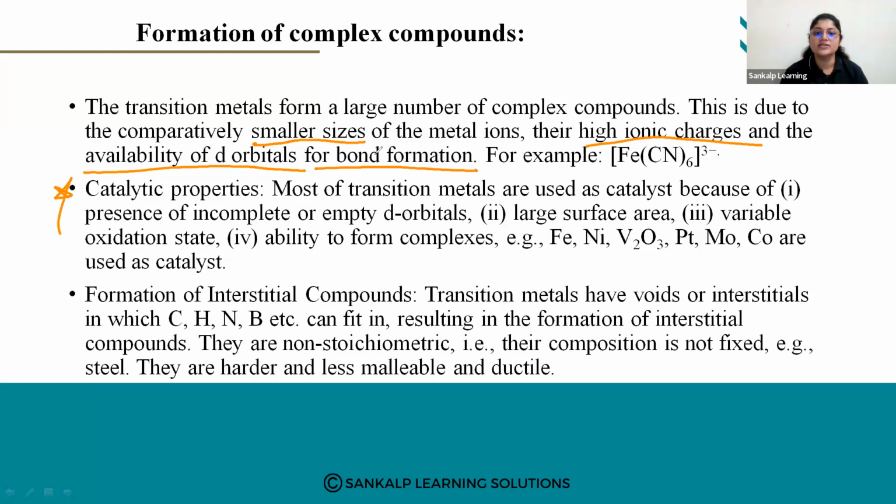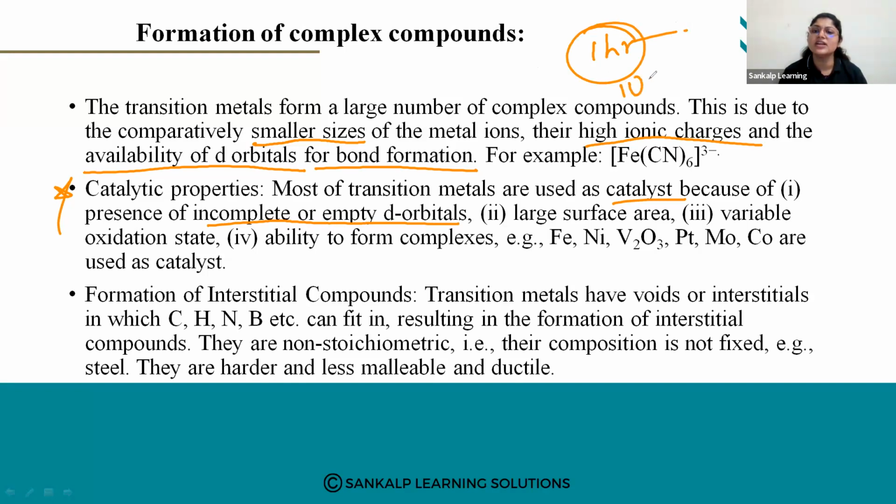Next is catalytic properties. Most of the transition metals are used as catalysts. Why are they catalytic? Because of presence of incomplete or empty d orbitals. So because of incomplete d orbitals, they behave as catalysts. So what is the use of the catalyst? They enhance the activity. Without alteration of the reaction, the catalyst will move the reaction forward. For suppose if a reaction takes 1 hour, if you make use of a catalyst, the reaction will remain the same, but the rate of the reaction will increase.